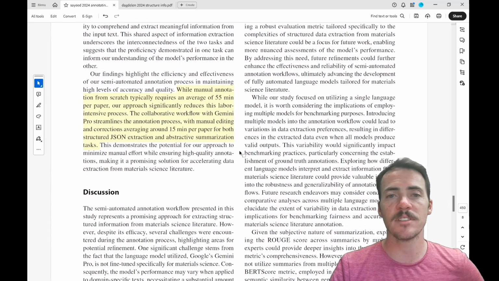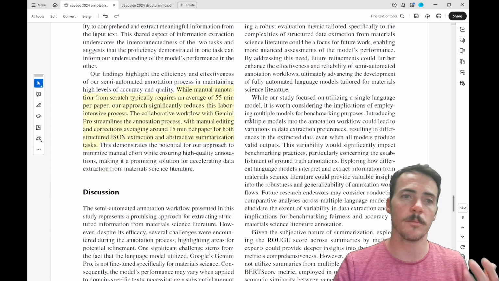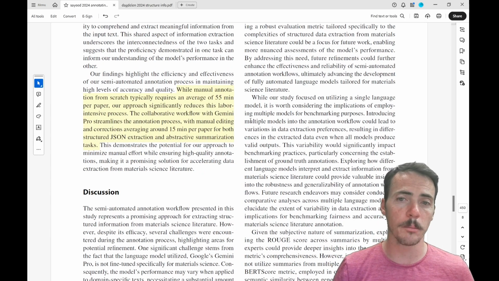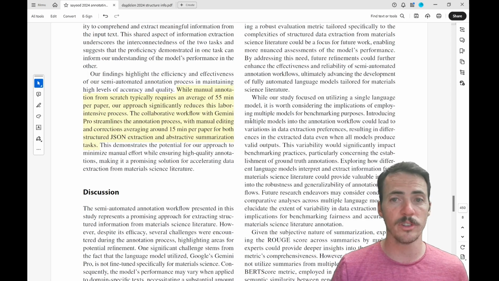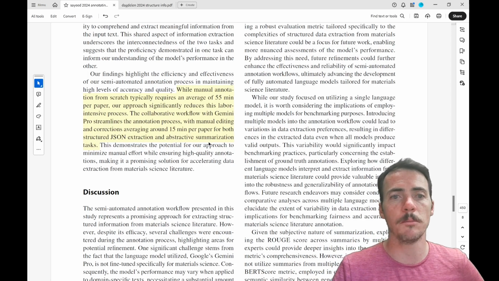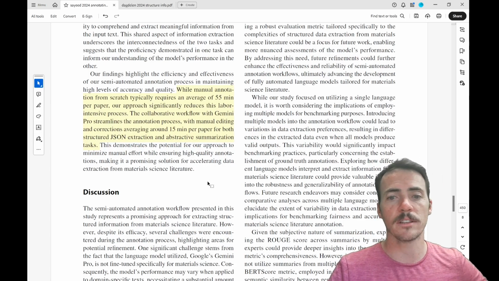Last up is the time savings. You know, we found that while manual annotation from scratch takes something like an hour per paper, with this process where we only have to do a small number of structured prompts, you don't have to do 100, I think we did less than 10 in this paper, it was only taking us about 15 minutes per paper, whether it was JSON extraction or abstractive summarization.